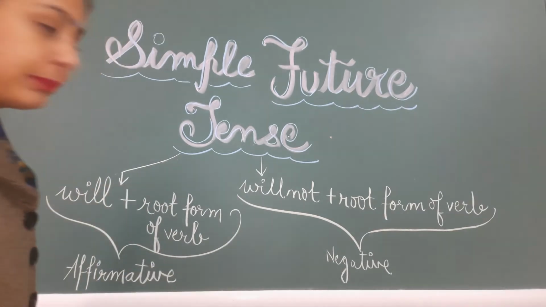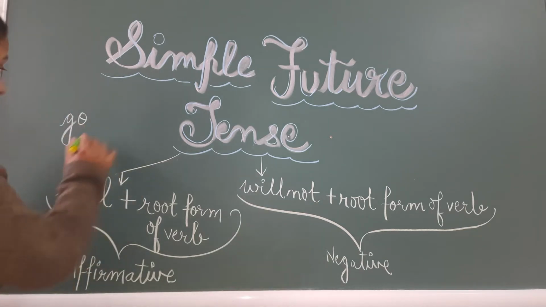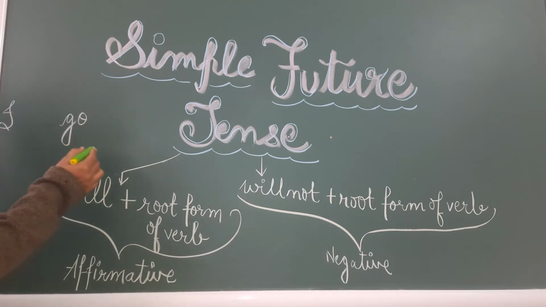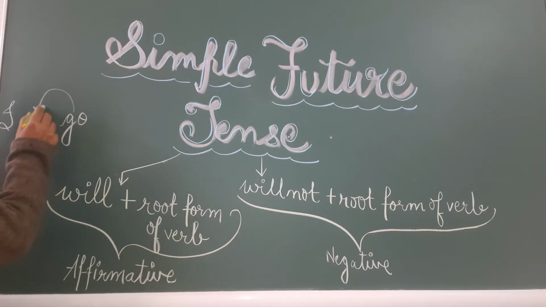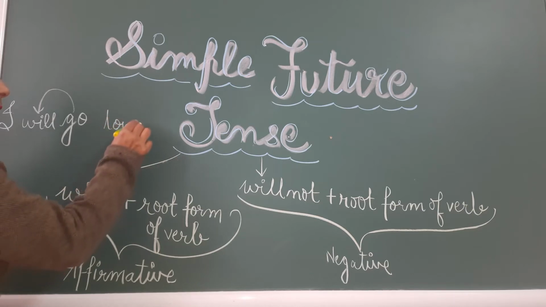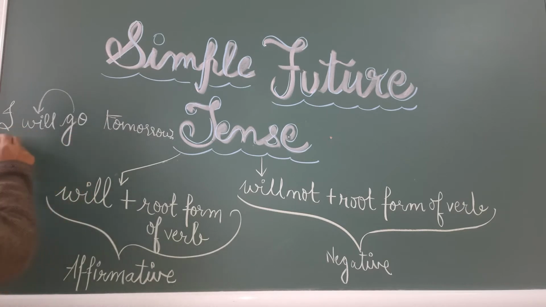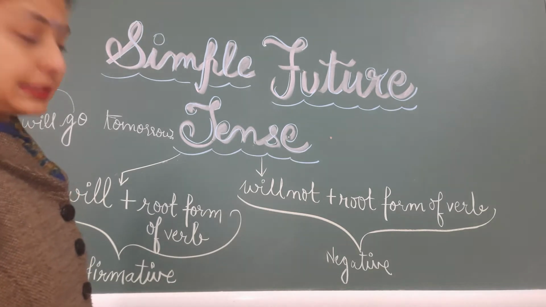Alright, for example, if we take the action word go. Now there will be no change in this I. So if I want to write this sentence in future tense, before the action word I will add will. I will go tomorrow. Okay, and tomorrow has not started yet. So this sentence, I will go tomorrow, is in future tense.